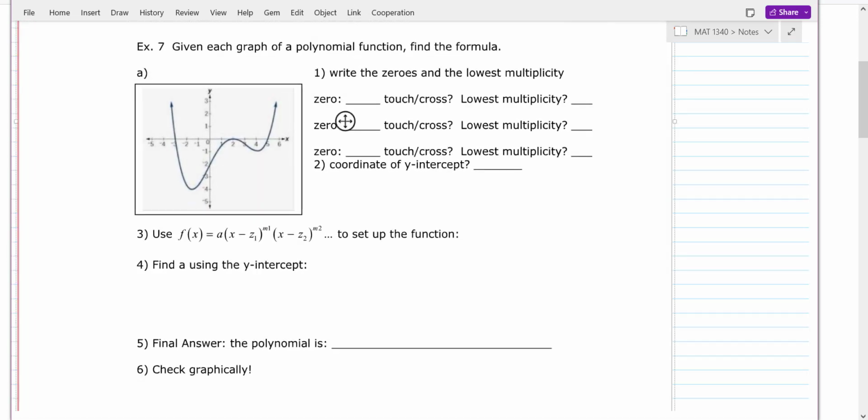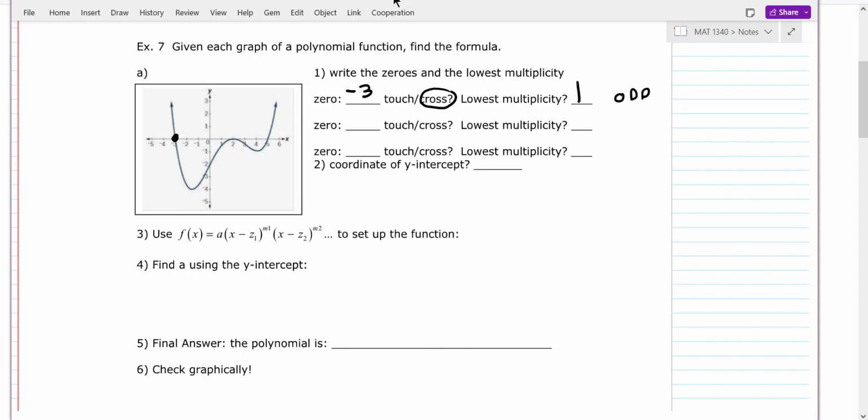Okay, so the first thing we're going to do, this is the graph I give you. We're going to write down the zeros. What are the zeros? The zeros are where you cross the x-axis or touch the x-axis. So you have -3 as a zero, and you cross. That means that if you cross, your multiplicity is odd. So what's the lowest odd number there is? 1. Okay, that's what you do.